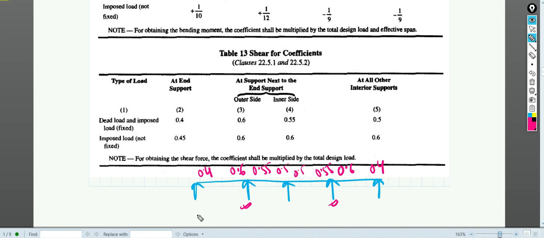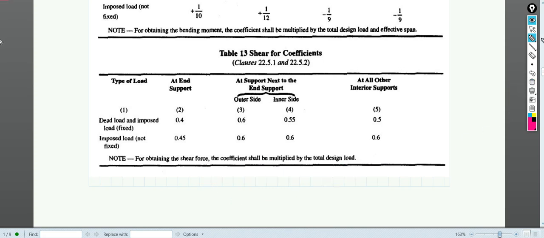if you see, the shear force diagram will look something like this, right? So we'll be having outer side and inner side. So that is why these values are given. Okay, as we are doing slab design, shear is not of that much concern, but when we'll be doing a beam design, then this will be required.